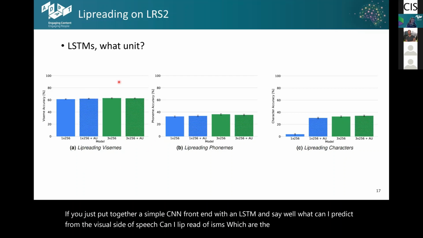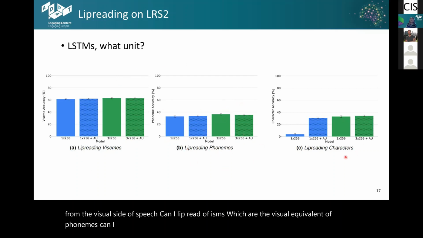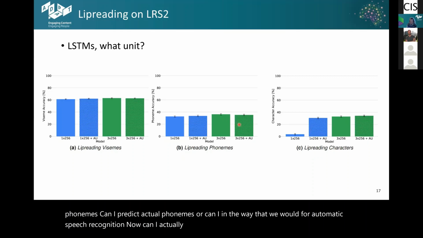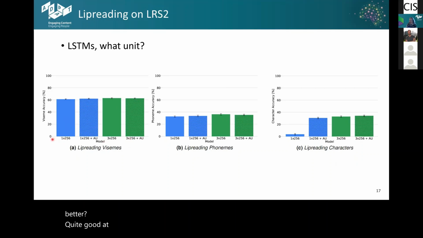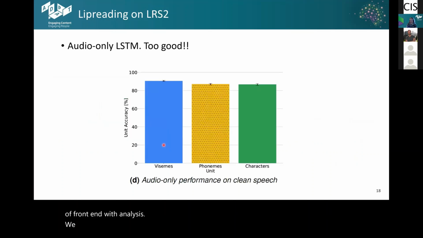I'm quite good at predicting visemes. Don't worry too much about the different models. These are all similar versions. But I'm not very good at predicting phonemes or characters from the visual side. And if we go over to the audio only side, if we just use a standard MEL spectral sort of front end with an LSTM, we can predict whatever we like. The audio is the dominant signal here and is very rich in that we can predict visemes, phonemes, or characters all very, very well.